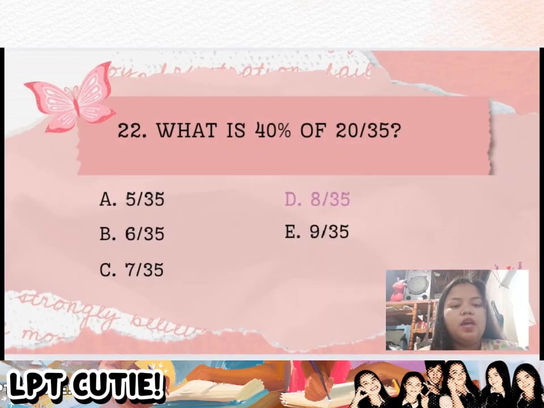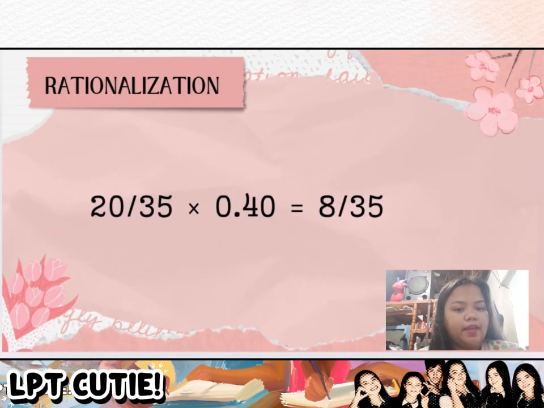So how can we get this answer? We are just going to multiply 20 over 35 times 0.40. Again, if you have a given percent, we are going to convert that into a decimal. That's why we have 0.40. If we multiply that, we get our answer, which is 8 over 35. So the correct answer of 22 is letter D, 8 over 35.